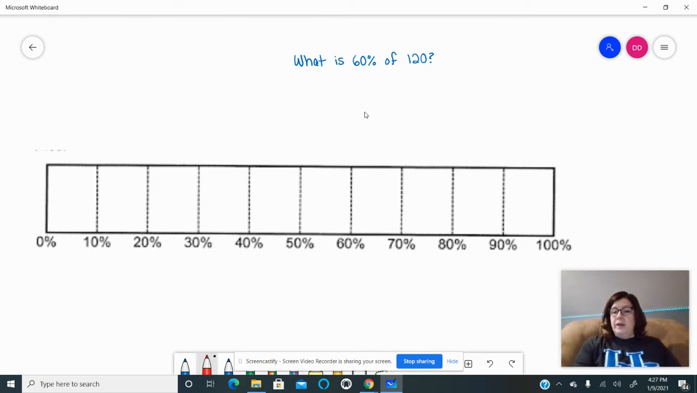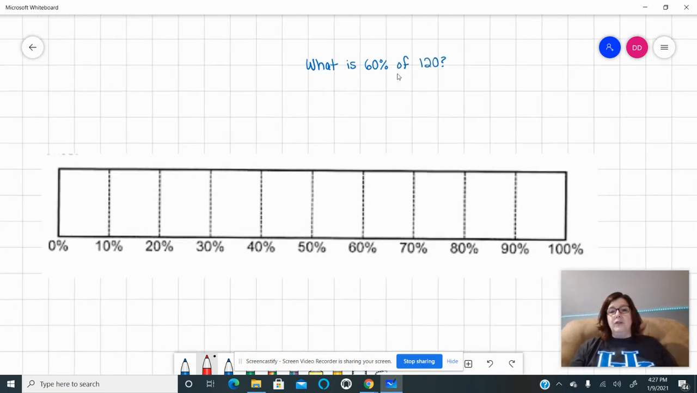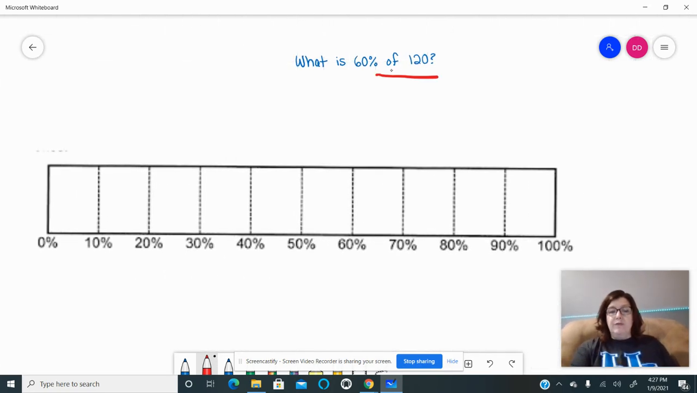So I've already got the 100% across the bottom. The bar model you're going to have is not going to have the numbers across the bottom, but you can easily think 10, 20, 30, 40, up to 100. And then it says of 120 right here, of 120. So that means my bar model totals 120.